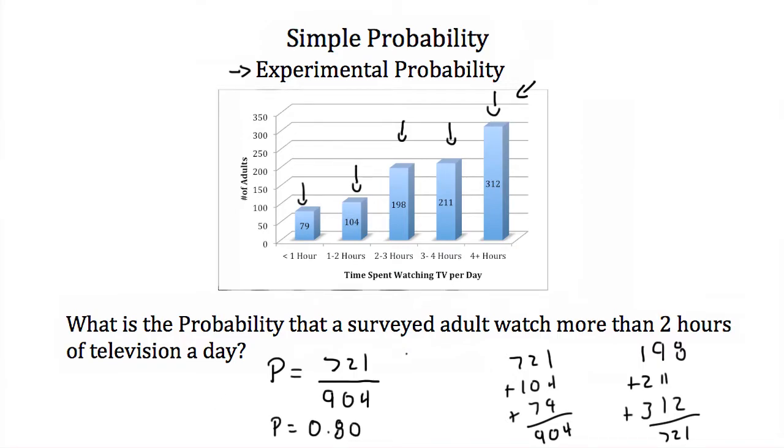So what's the experimental probability that a surveyed adult watches more than 2 hours of television a day? Well, according to the data in this experiment, there's a 0.8 probability that the next adult surveyed will watch more than 2 hours of television per day, or an 80% chance that the next surveyed adult is going to watch more than 2 hours of television per day. Now again, we calculated our probability exactly the same way we always do. This is just the experimental probability because the probability of the next event is based on the previous events or the previous experiments.